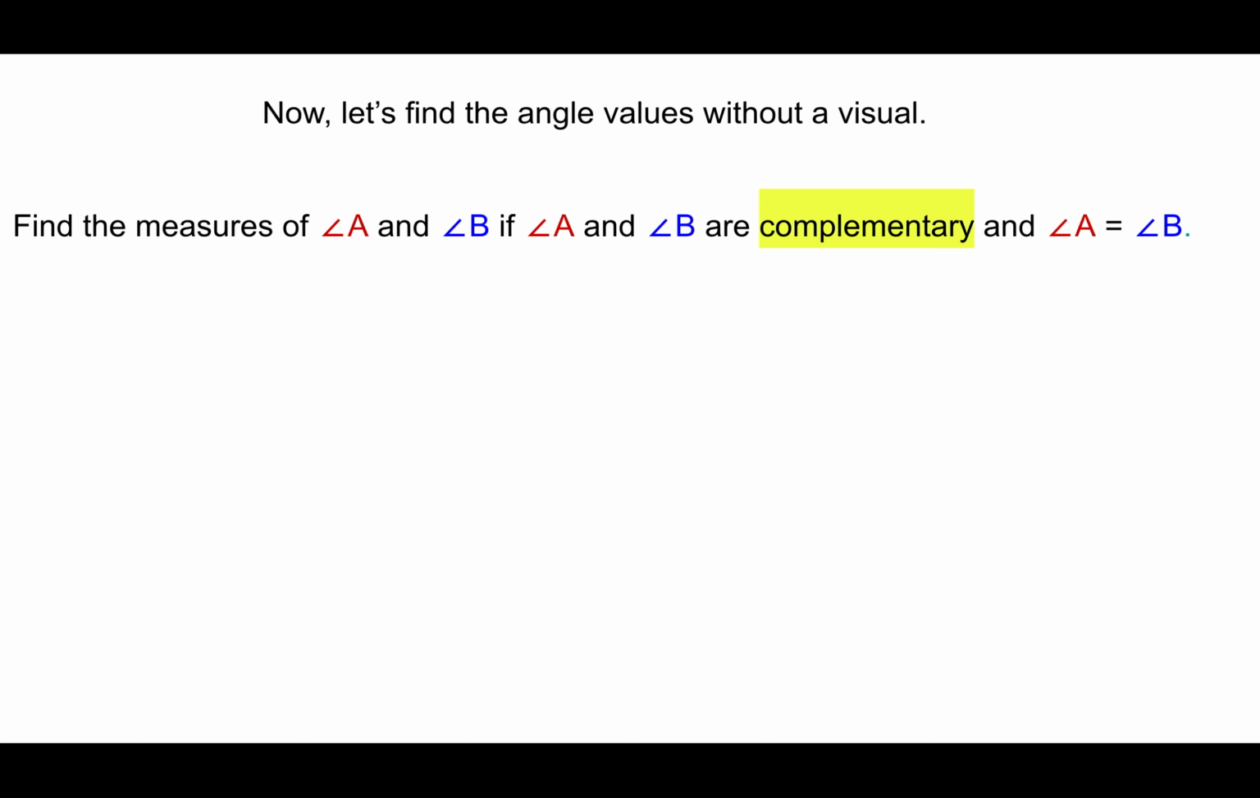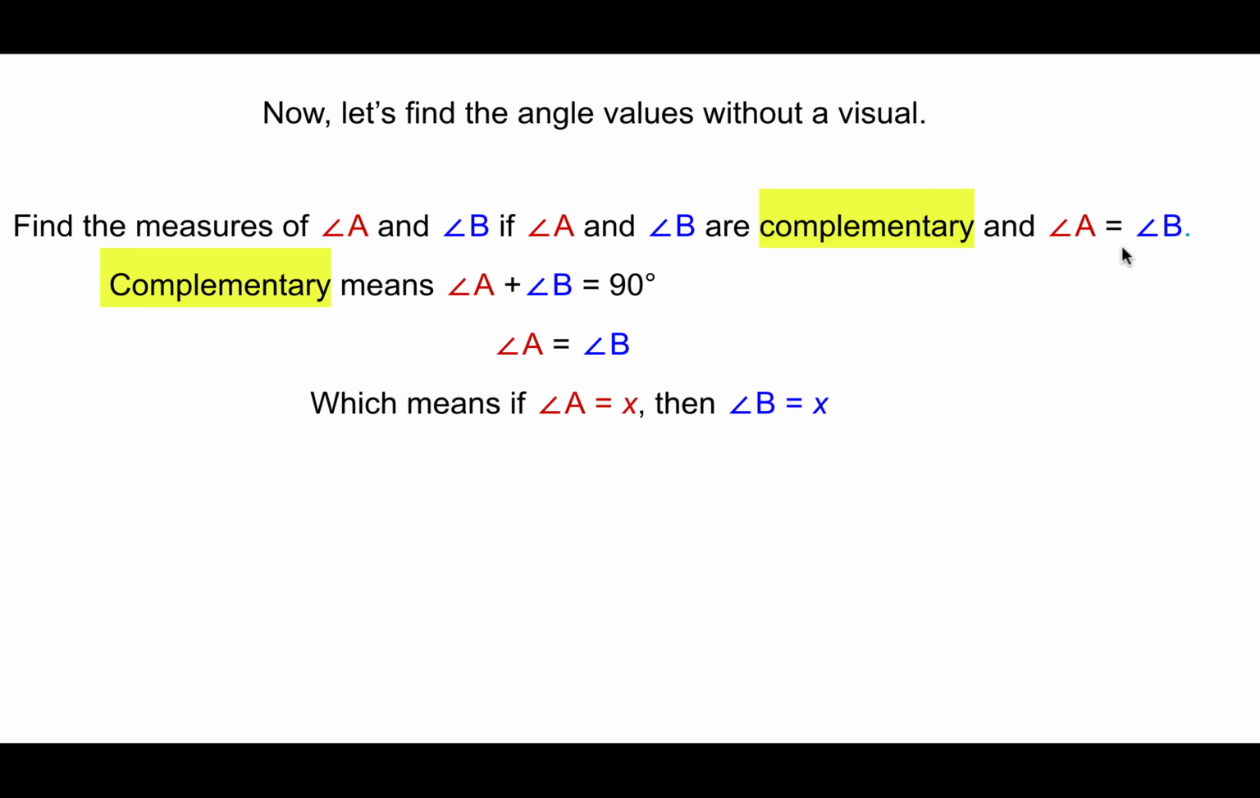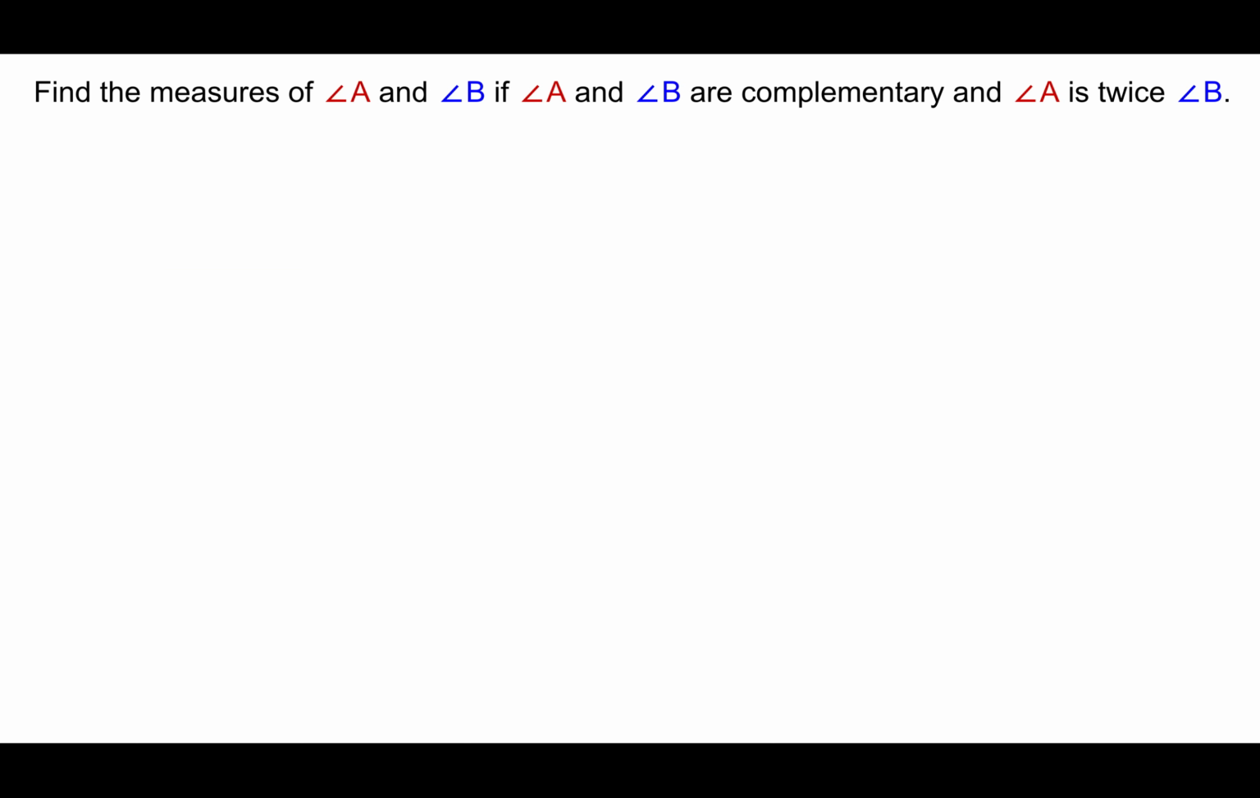First of all, we know that angle A and B are complementary. Complementary means that angle A and angle B, the sum of those angles, equals 90 degrees. We also know that angle A equals angle B, which means if angle A equals X, then angle B would also equal X. So X plus X equals 90 degrees. Remember, they're complementary. So 2X equals 90. Divide by 2, and X is 45 degrees. That means that angle A equals 45 degrees, and angle B is also 45 degrees.